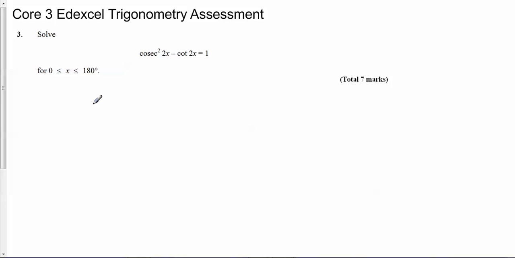Hi there, this is question 3 from a trigonometry assessment for core 3. We're looking to solve this equation here. Now you're going to need to remember your identities for this one, and particularly this identity: 1 plus cot squared x is equal to cosec squared x.